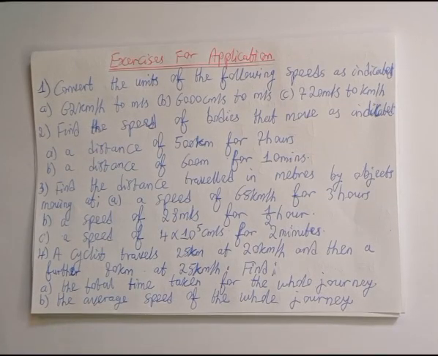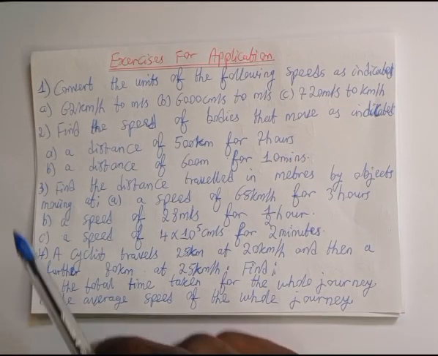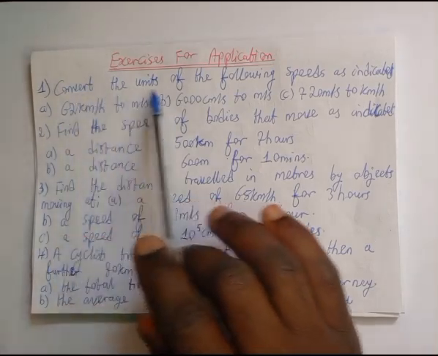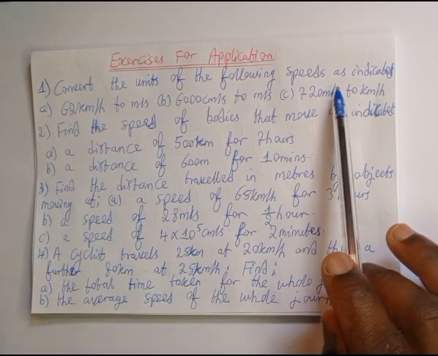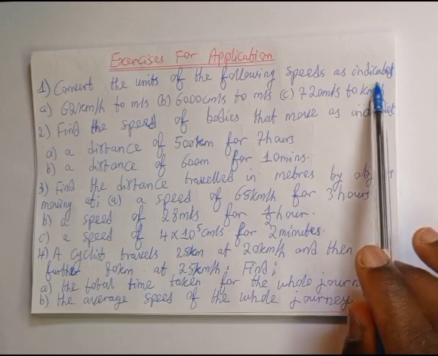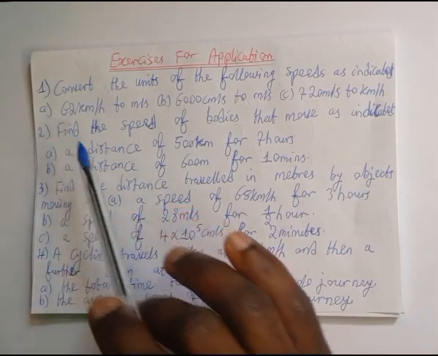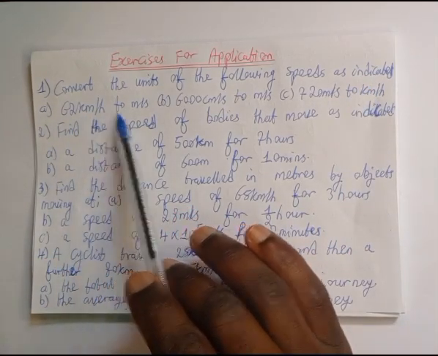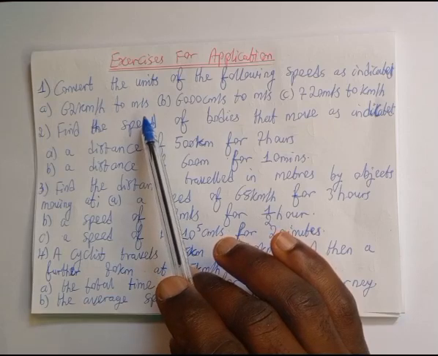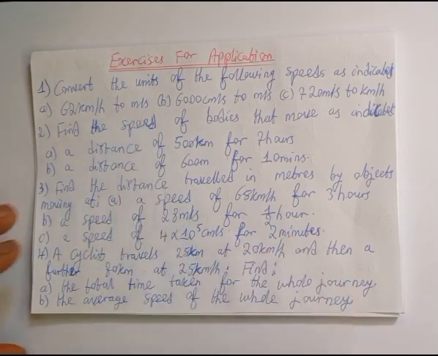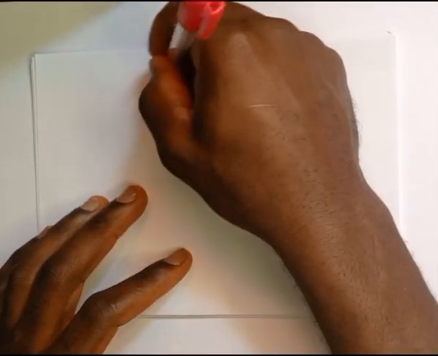We are to answer the following exercise for application. Question 1 says convert the units of the following speeds as indicated. For A, we are to convert 62 kilometers per hour to meters per second. We take the solution.